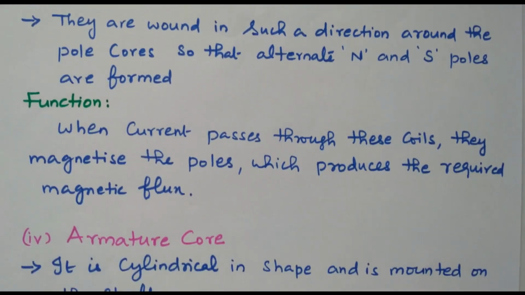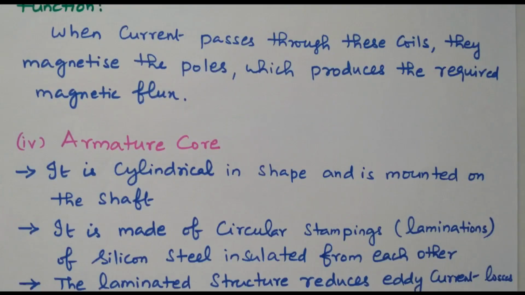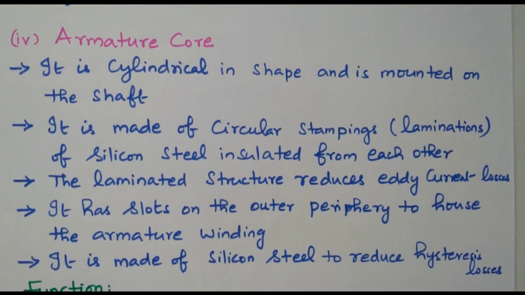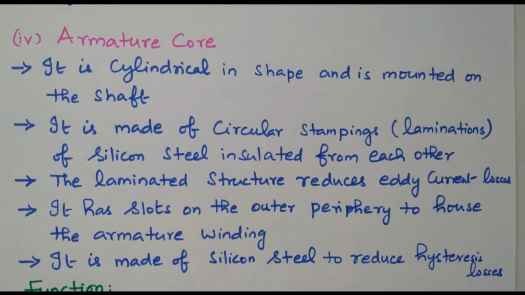Then we will go to the rotating part, the armature core. So far what we discussed is the stationary part. The armature core is cylindrical in shape. In the diagram what we have seen is a cross section. It is mounted on the shaft. It is a rotating part.